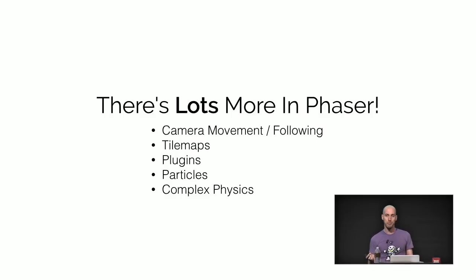There's also a premium plugin for doing super complex particles. I don't know what it does. It's new. And I'm guessing if you need more complex particles, you should look at that. And like I mentioned before, we have complex physics. So joints and springs and chains and anything that P2JS does, Phaser can do, because it uses that.